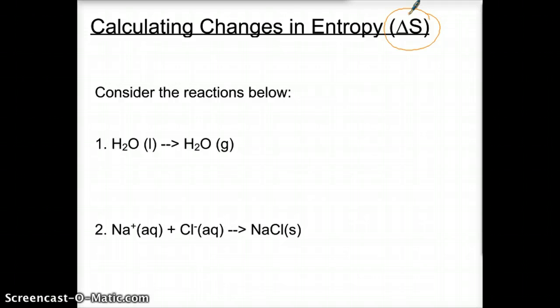So first example, we have liquid H2O being converted into gaseous H2O. Since we're going from a liquid to a gas, the molecules are becoming more spread out, more disordered, more chaotic. We would expect the entropy of this reaction to increase, delta S to be greater than 0. Therefore, we would also expect this reaction to be spontaneous, since the entropy is increasing.